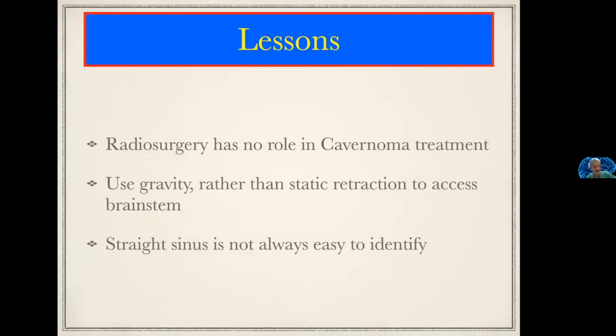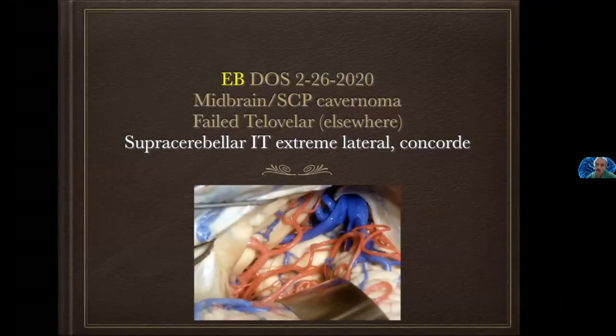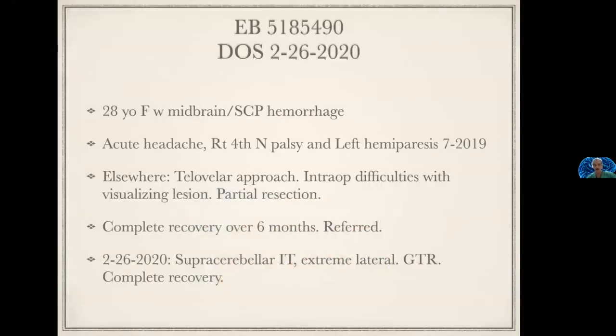And another example of how radiosurgery has failed in a case of brainstem cavernoma. Let's go to this one. This one I used a supracerebellar, infratentorial, extreme lateral approach. I don't like the sitting position. I do all my cases in the Concord position, for a midbrain superior cerebellar peduncle cavernoma. Another surgeon 6 months before had done a failed telovelar approach. I'll show you the case.